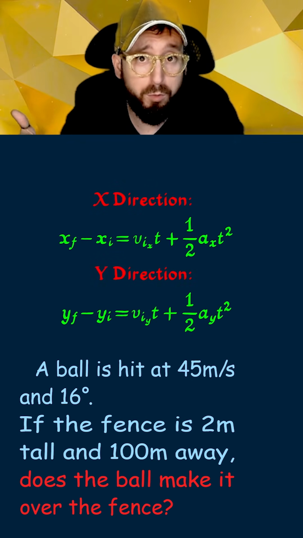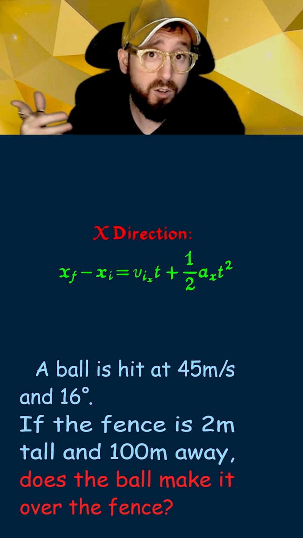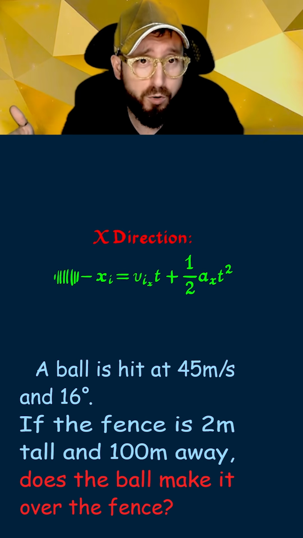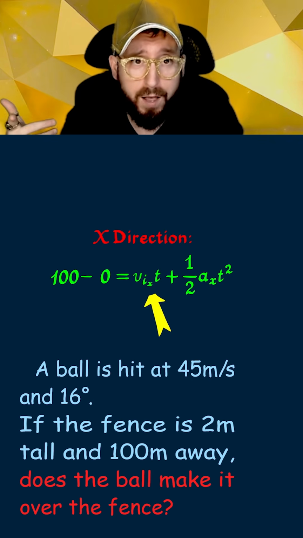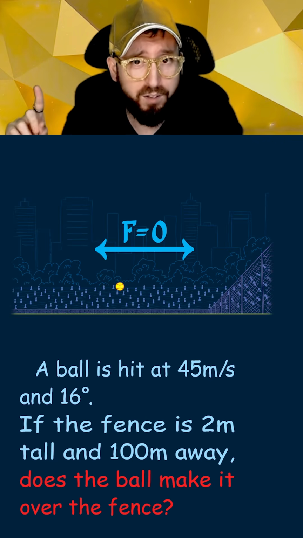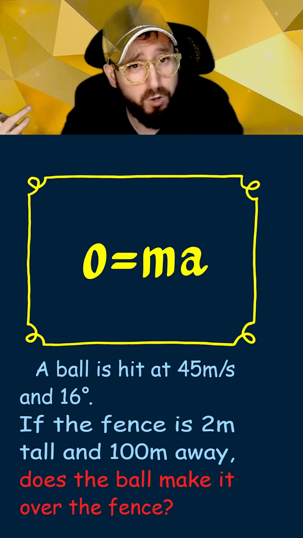Next, we plug in for the variables we know and see how to solve for the variable we don't know, which is the final y position. Starting in the x direction, we're looking for when the ball has made it to the fence, so x final is going to be 100. We're then going to call our initial position equal to 0 and plug in our value for the initial velocity. Looking at the acceleration in the x direction, this is also going to be 0 because there are no forces acting on the ball in the x direction, and by F equals ma, if the net force is 0, so is the acceleration.